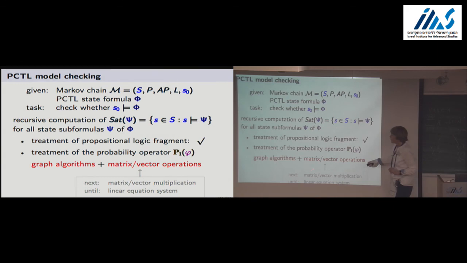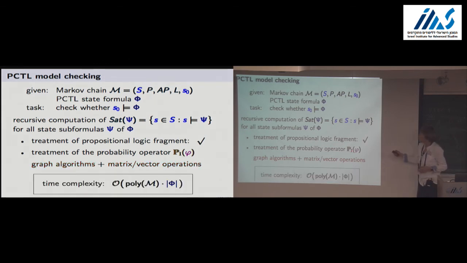And I didn't explain the treatment of the next operator, but this is even simpler. This is just a single matrix vector multiplication, and then you can compare with the probability values specified by I. So altogether, this gives that for PCTL model checking, we have low time complexity, polynomial in the size of the Markov chain, and linear in the length of the given formula. This polynomial comes from these linear equation systems.